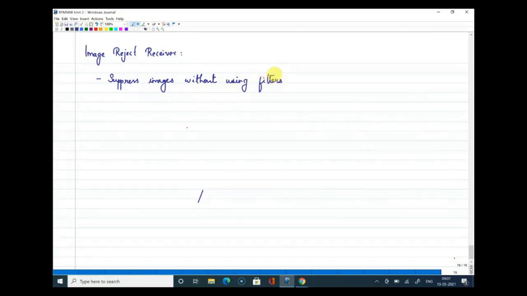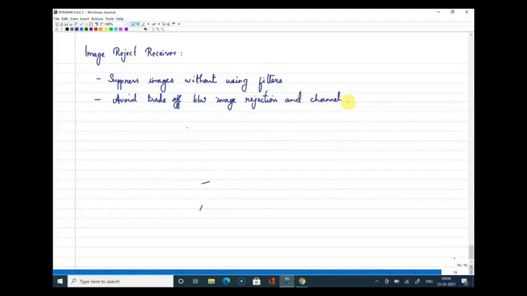Now, then how will you suppress image? That is what we will discuss now. And the main intention is to avoid the trade-off between image rejection and channel selection. Right. So, as I mentioned, before starting the architecture, let us see some of the basic things.